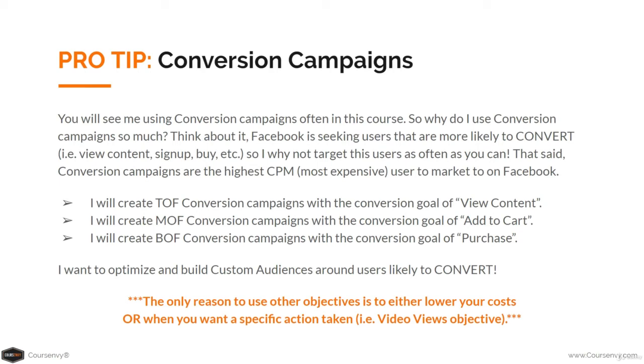So I'll create top of funnel conversion campaigns with the conversion goal of view content. I'll create middle of funnel conversion campaigns with the conversion goal of add to cart. Then I'll create bottom of funnel conversion campaigns with the conversion goal of purchase. I want to optimize and build custom audiences around users likely to convert. The only reason to use other objectives is to either one, lower your cost, or two, when you want a specific action taken, such as messages, video views.